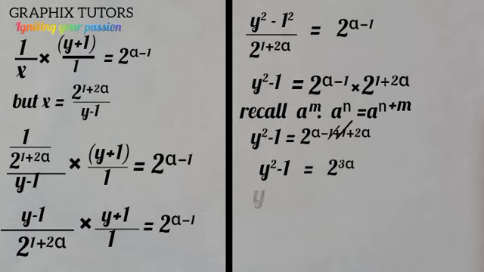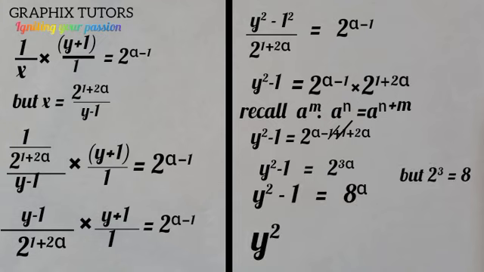So we have y squared minus 1 is equal to what? 8 raised to the power what? a. Now if I make y squared the subject of the formula, my y squared is equal to what? 1 plus 8 to the power of a. So this is what we are told to prove.